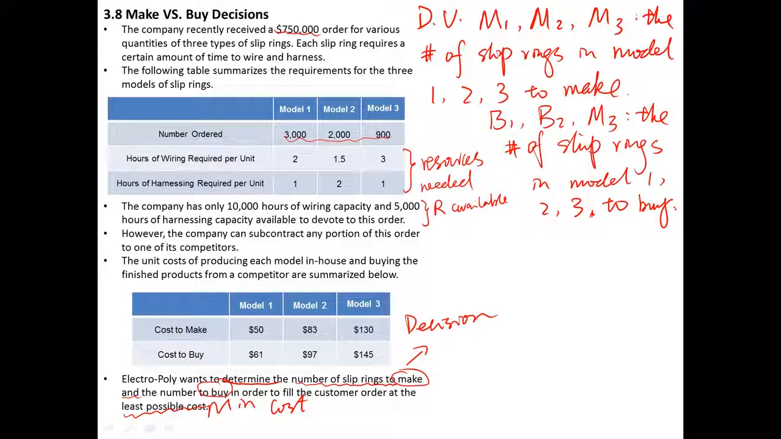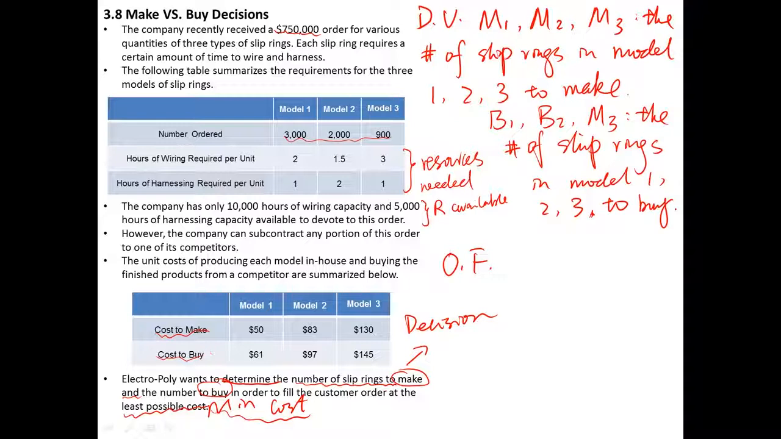So these are our decision variables. And then we'll need to define the objective function. We said that the objective is to minimize the total cost. And here the total cost includes 2 parts. First part will be cost to make, and the second will be cost to buy.